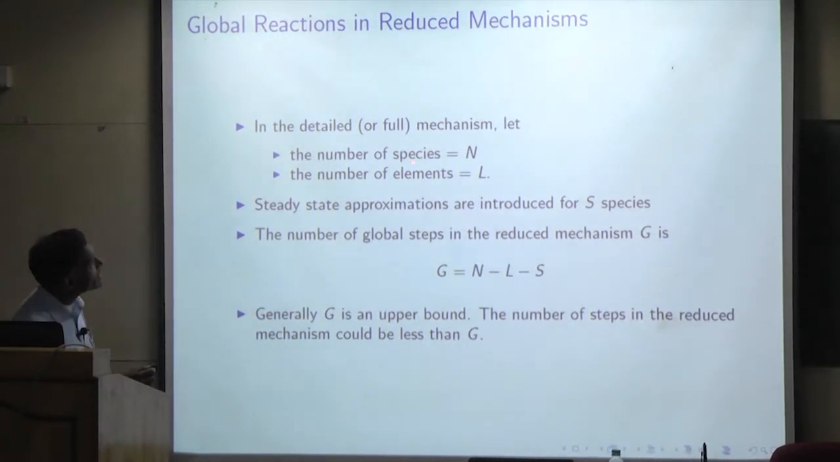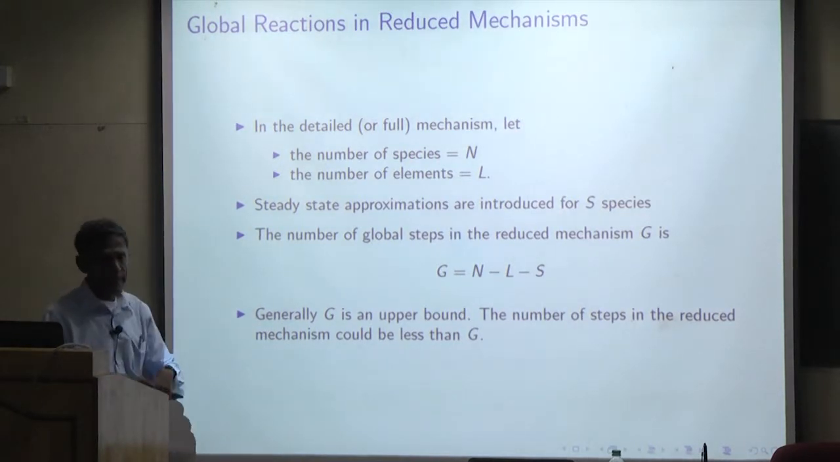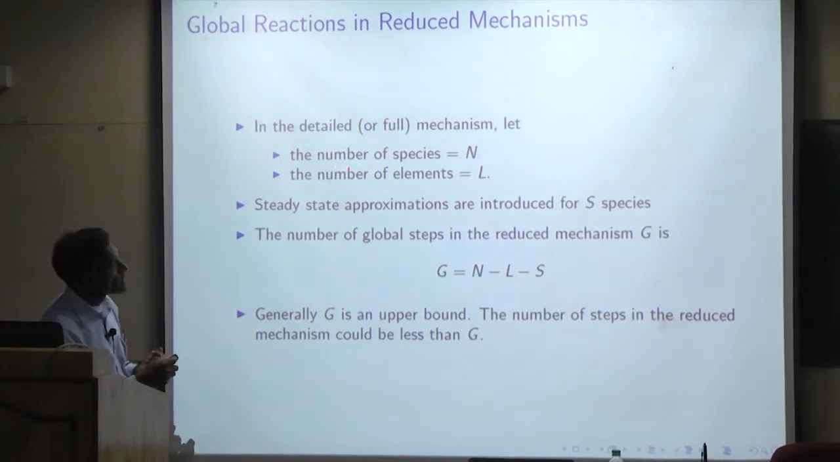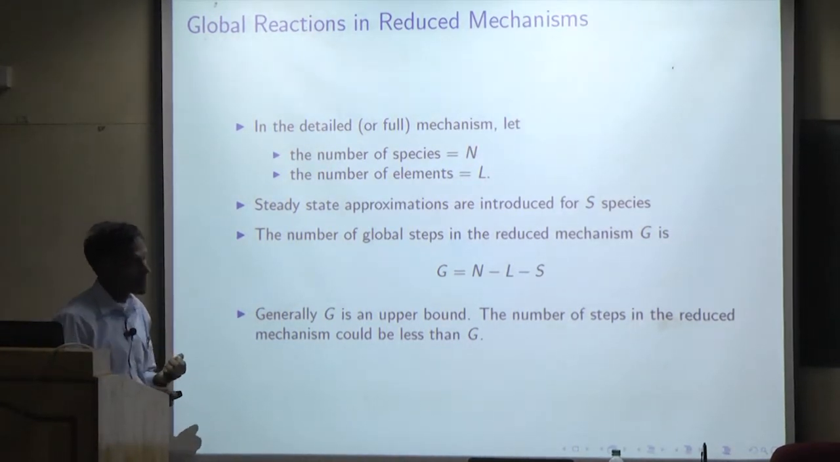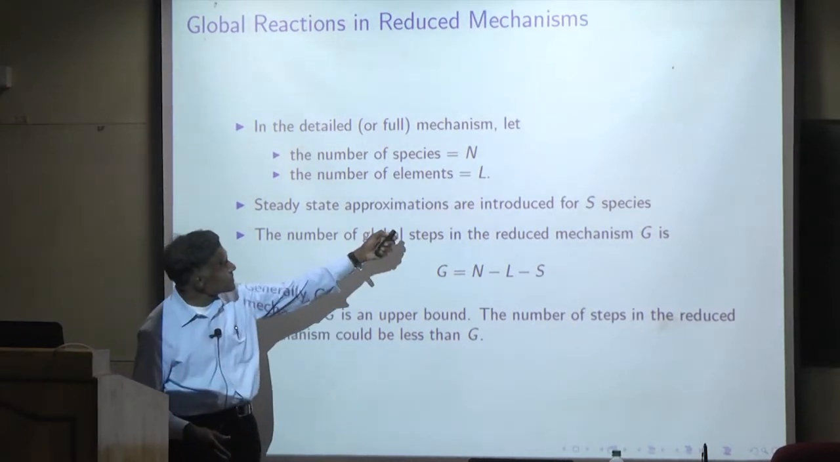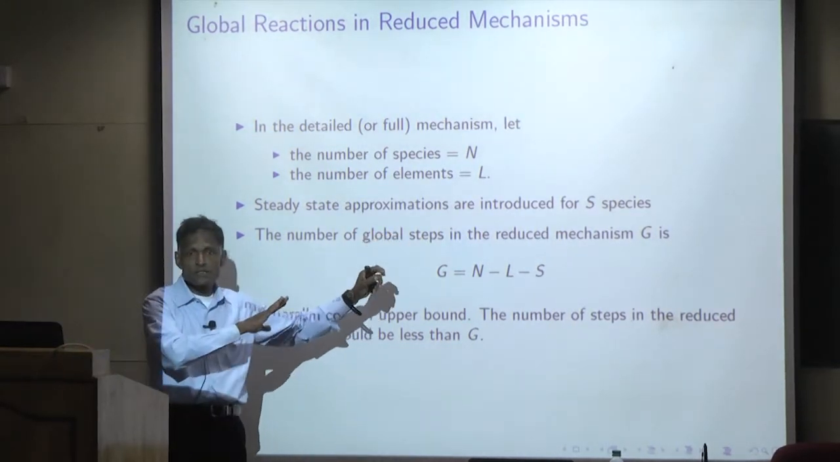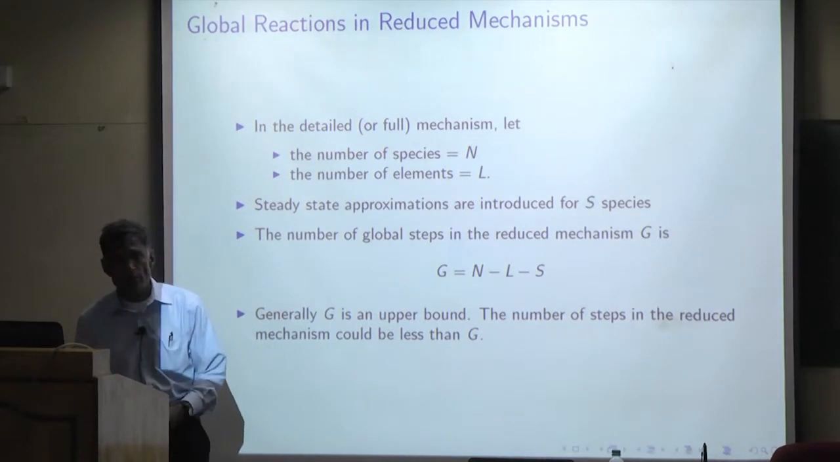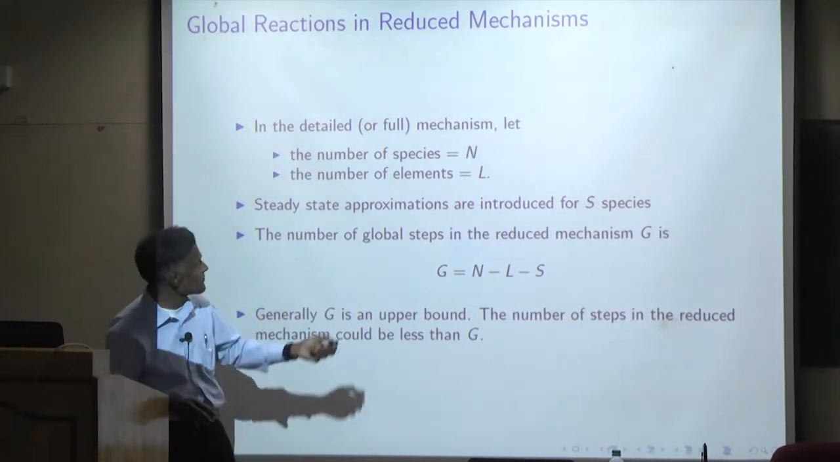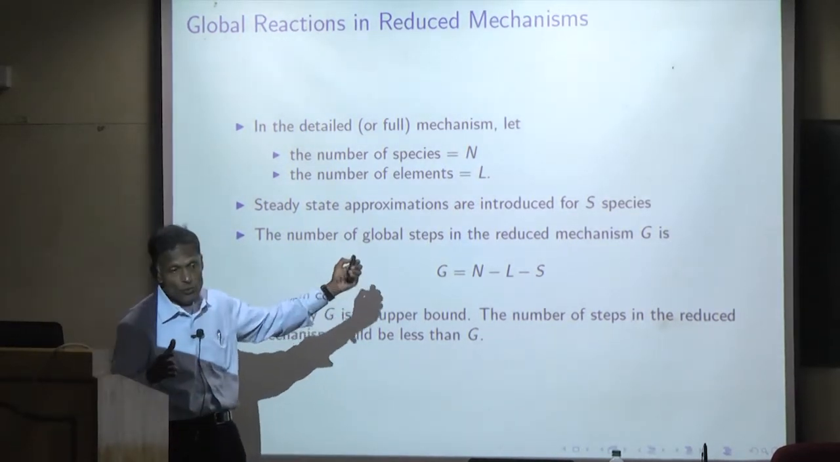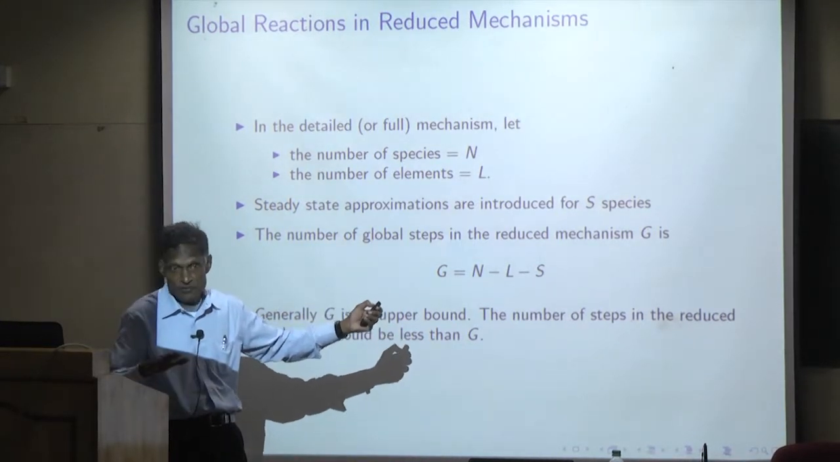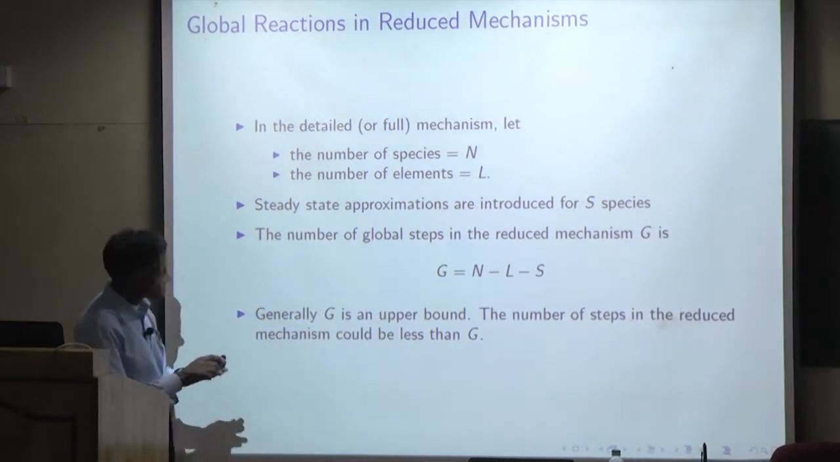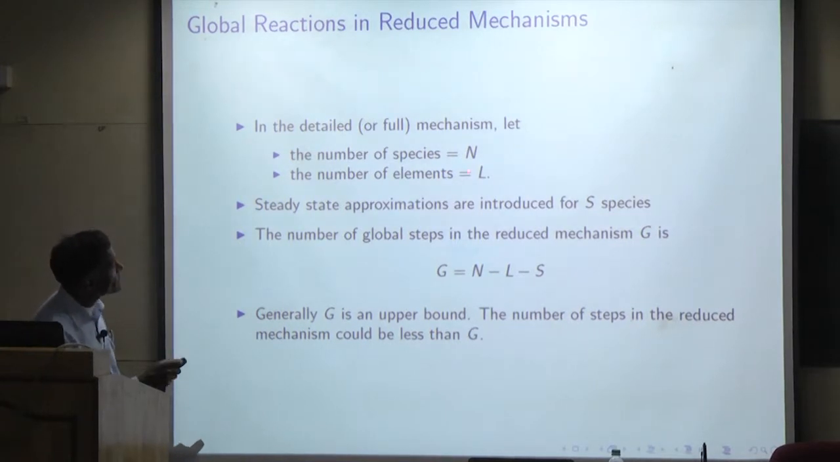One is that if you have a detailed mechanism, let's say made up of several reactions. Now let n be the number of species in the detailed mechanism, and L be the number of elements. So that's the number of species. This doesn't say anything about reactions. We are just counting the species. So in fact, let's say n is 10, you could have 100 reactions, but still the number of species is n.